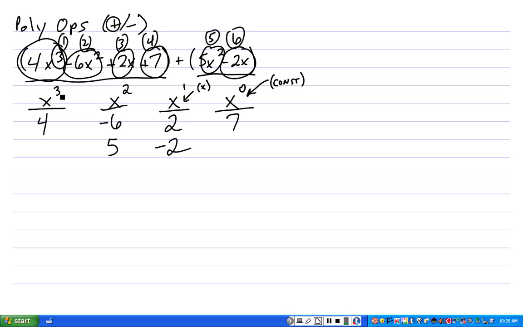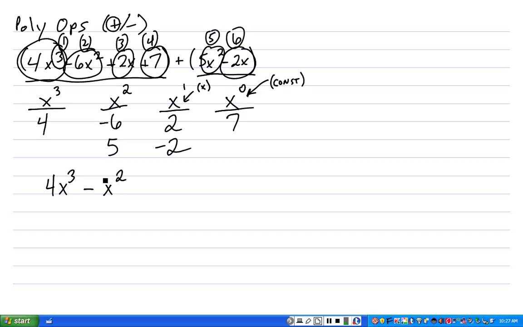So we start with our x to the third. Because we only have a 4, we can bring that down, and that's 4x to the third. Now with our x squares, we have a negative 6 and a positive 5. So when we combine a negative 6 with a positive 5, negative 6 plus 5 is a negative 1, and that's our x squared. So negative 1x squared.